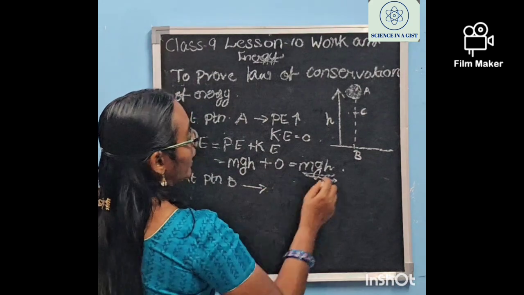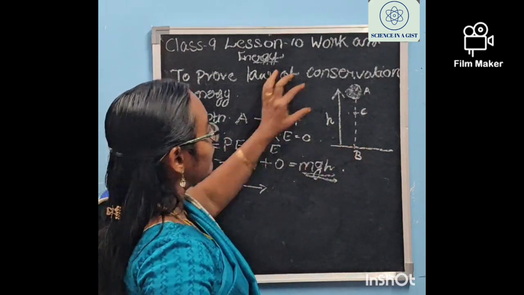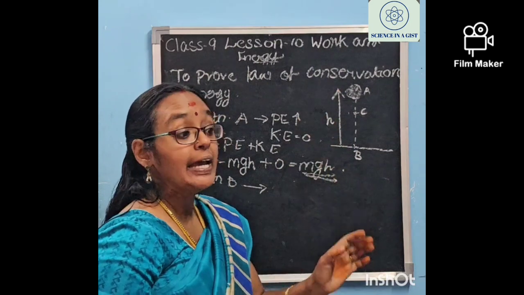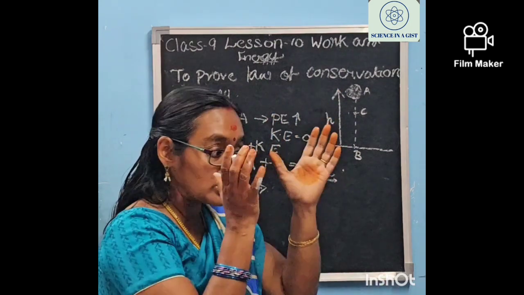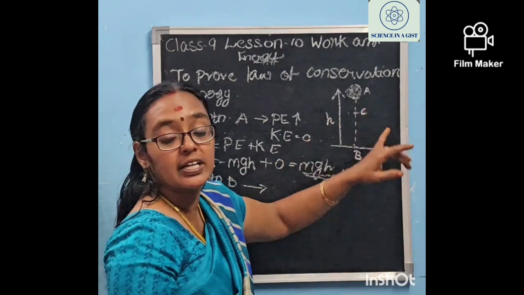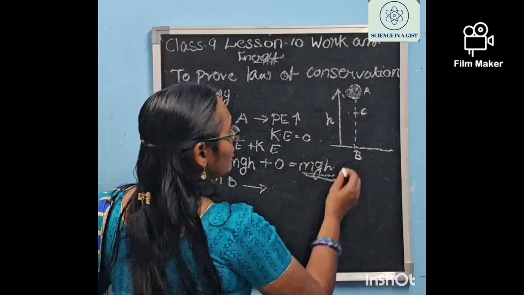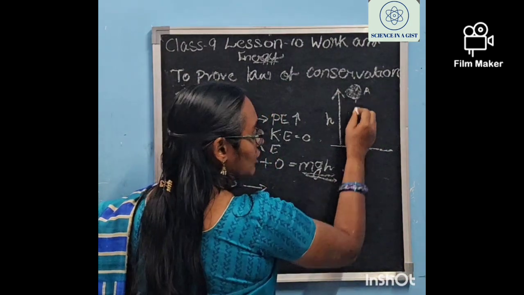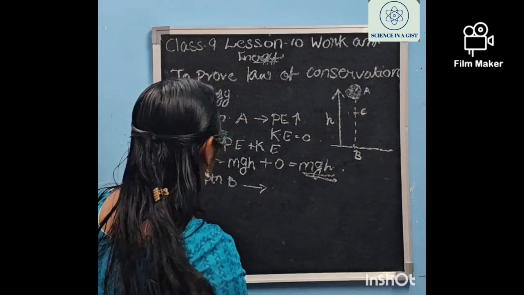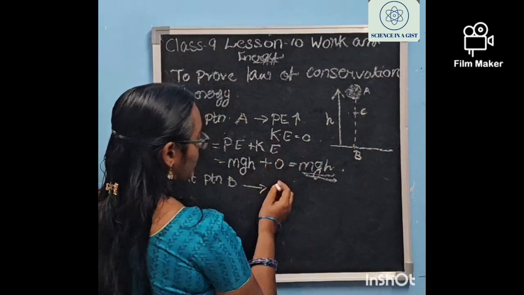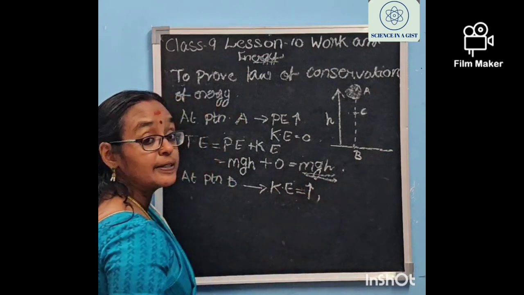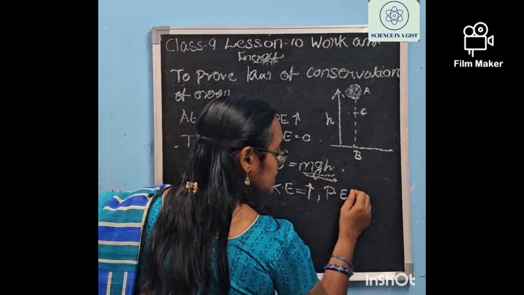At position B, what happens to the object? When the object is released from that point, it will be coming down. As it is coming down, its velocity will be increasing, isn't it? The velocity increasing means kinetic energy starts increasing, but potential energy is going to be 0. At the point where the object is touching the ground, it will possess maximum kinetic energy. So at position B, when it is just touching the ground, kinetic energy is maximum. And what will be the potential energy? Potential energy will be 0.